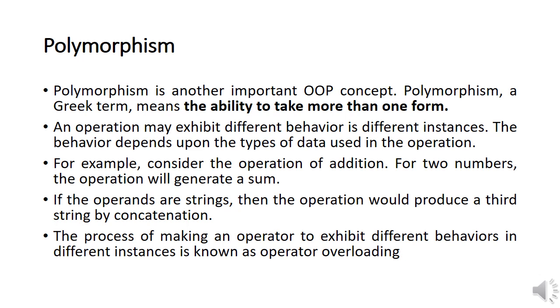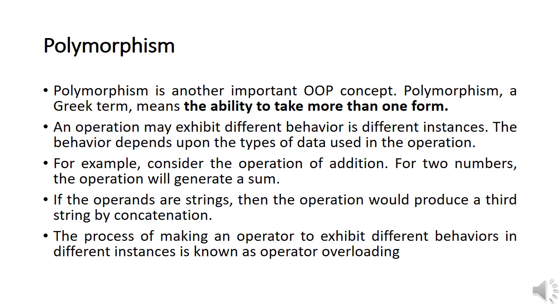The fifth important concept of object-oriented programming is polymorphism. Polymorphism means the ability to take more than one form. That means an operation may exhibit different behavior at different instances. The behavior may depend upon the type of data used in that operation.